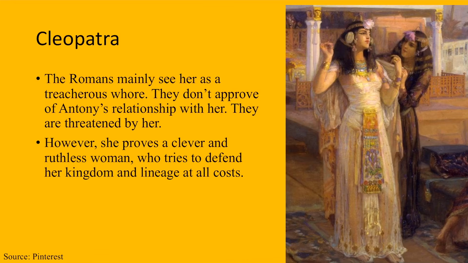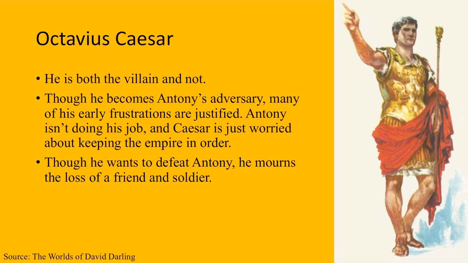Cleopatra is the other important and key character. The Romans mainly see her as a treacherous whore, and they don't approve of Antony's relationship with her because they are threatened by her. However, she proves to be very shrewd, quite clever and ruthless, and she tries to defend her kingdom and her lineage at all costs.